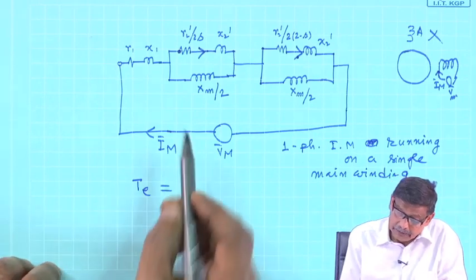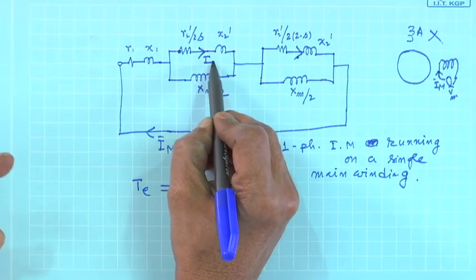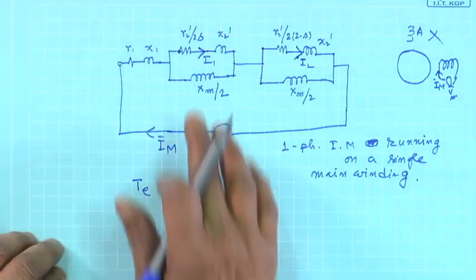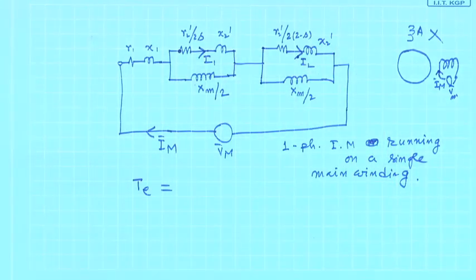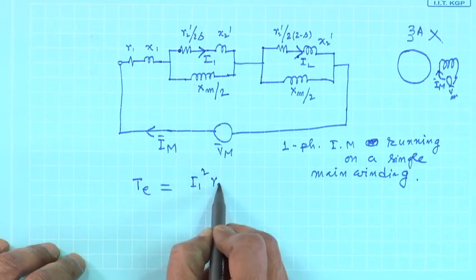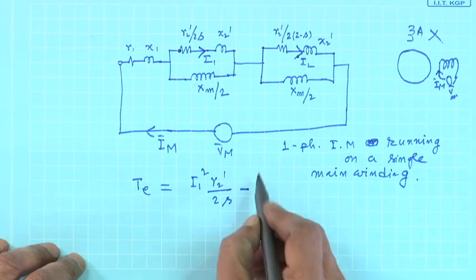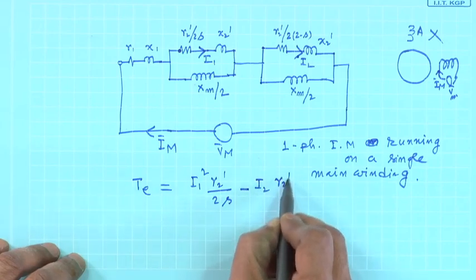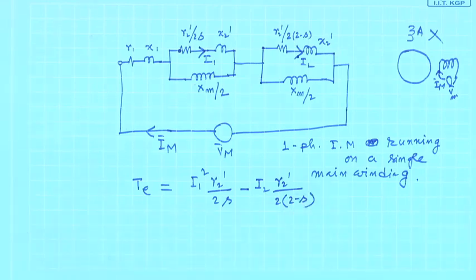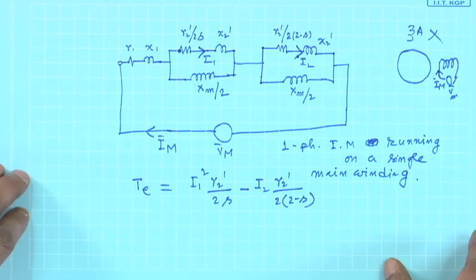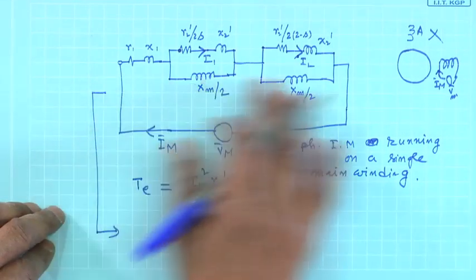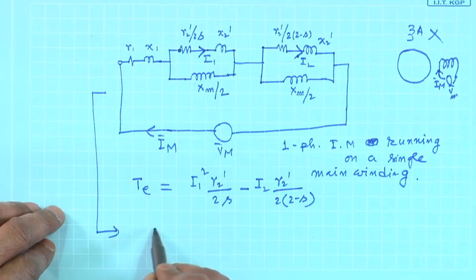Okay. And the expression, now I will just call this current I 1 and this current I 2. Then torque will be I 1 squared into R 2 dashed by 2 s minus I 2 squared into R 2 dashed by 2 into 2 minus s, in synchronous watt, and the problem is solved. Sometimes it is interesting to note that this circuit is somewhat involved. So, how to solve this circuit?